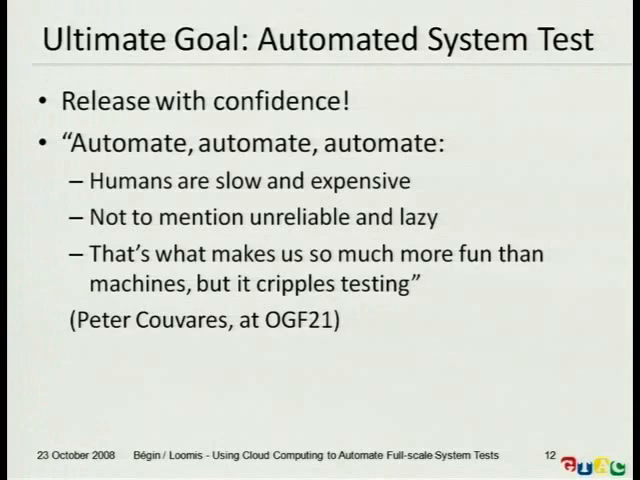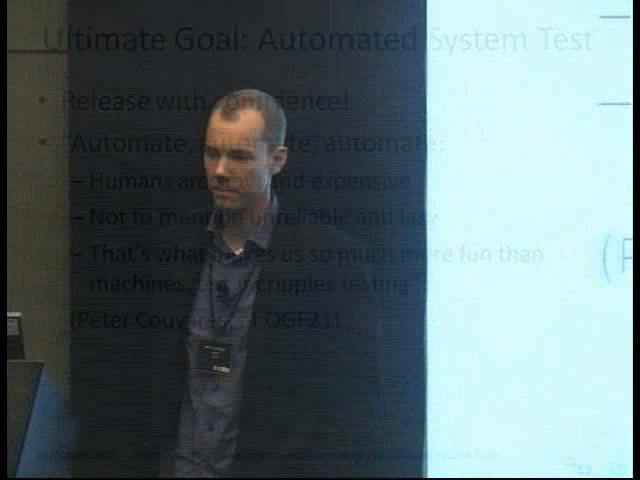And here's a quote from Peter Kouvaris. I had the chance to work with Peter at the Open Grid Forum for a couple of years. Here's a slide he presented, and I thought it was quite appropriate to this talk. So, you know, automate, automate, automate. Humans are slow and expensive, not to mention unreliable and lazy. That's what makes us so much more fun than machines, but it cripples testing. Okay, I thought it was interesting. So we have to be careful.